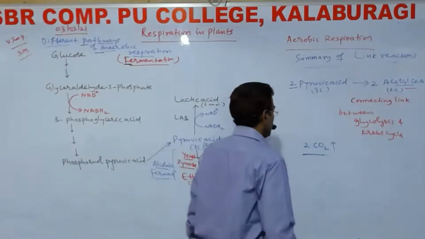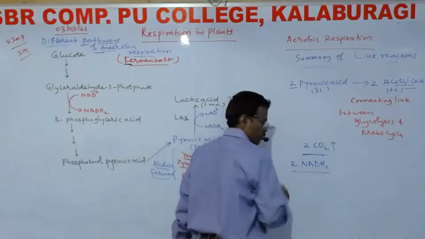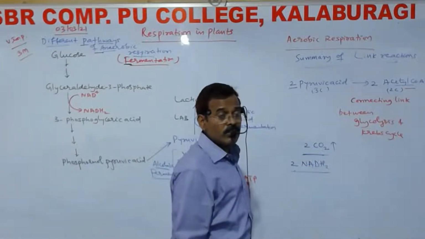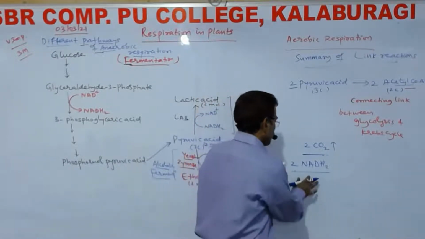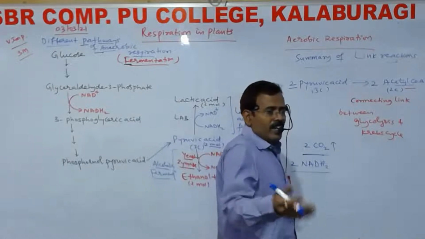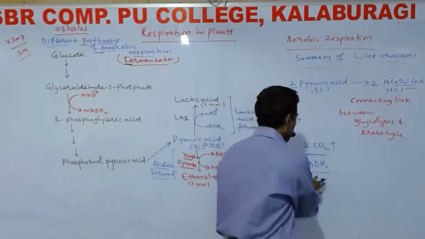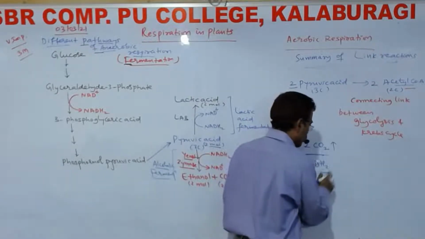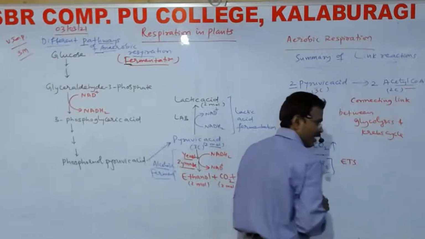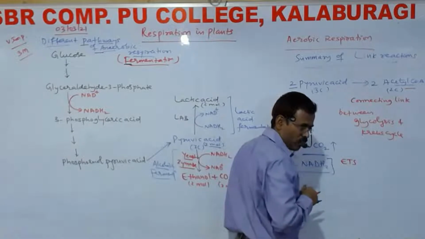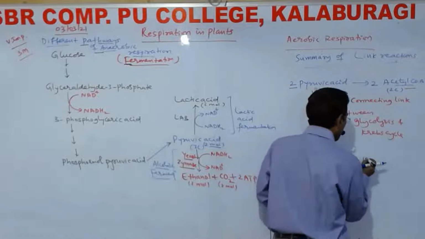Then there will be synthesis of 2 NADH2 molecules, reduced coenzymes. These reduced coenzymes are not the immediate source of energy. So these 2 molecules of NADH2 have to enter the electron transport system. That's the 3rd step in aerobic respiration. During this electron transport system, NADH2 will undergo oxidation.